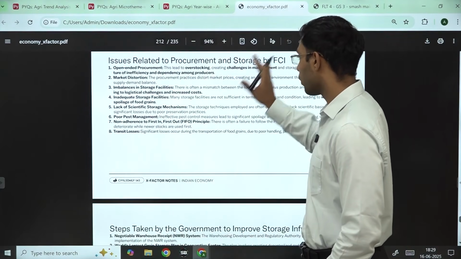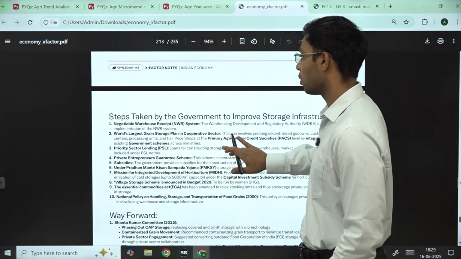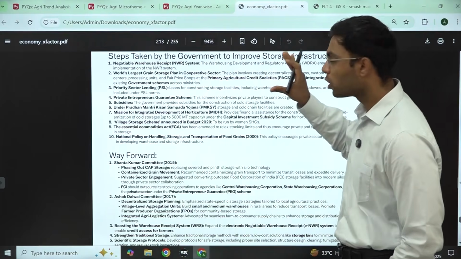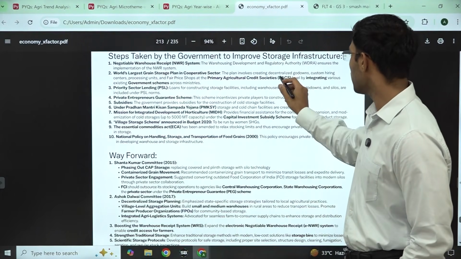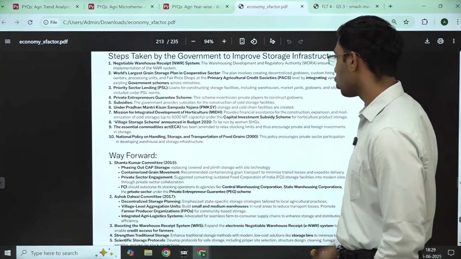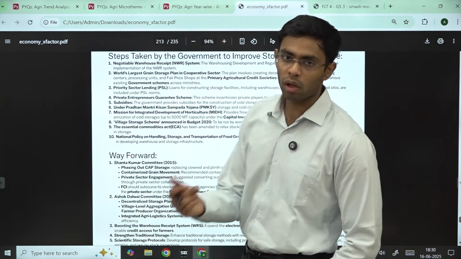Issues related to whatever the process is, procurement, storage, right? Pests, damage to crops, rats, etc. And steps taken to improve, which is the positive aspect, because we saw the negative earlier. So PSL, PACS, cooperative societies have come about. Another thing that you can mention is that there is a provision of giving J forms to people who are coming to store their grains.